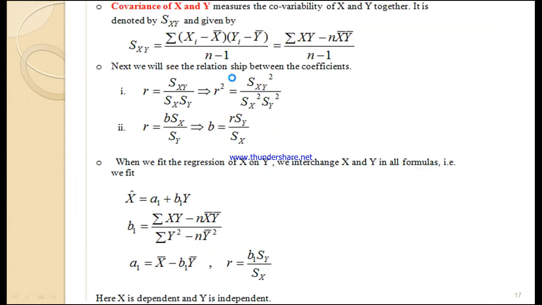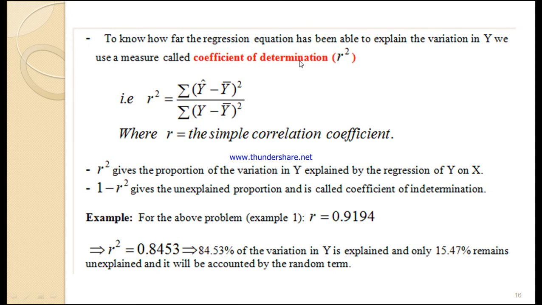Let us proceed to how the coefficient of determination, or R square, is computed. We apply this formula. The coefficient of determination, or R square, is the sum of y hat minus y bar, squared, all over the sum of y minus y bar, squared, where R is the simple correlation coefficient and R square is the coefficient of determination. This R square gives the proportion of the variation in y, the dependent variable, that is explained by the regression of y on x.